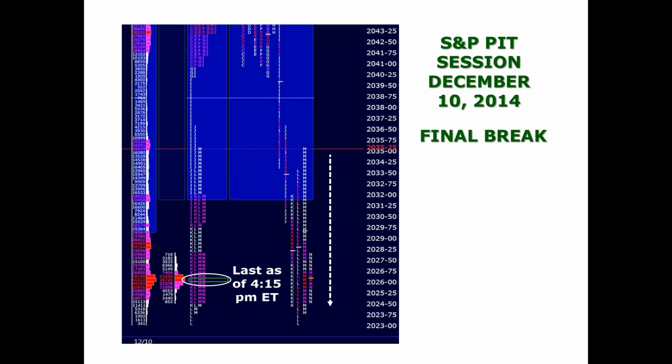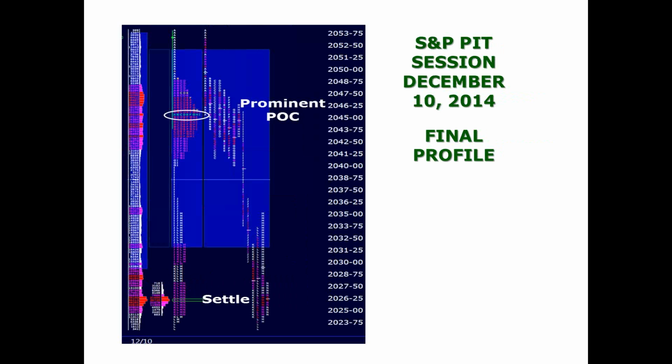This emotional selling, oh my God, this market's breaking. They get a rally and they just lean into it late in the day. The trap for what happened today was set. Okay, now this is what the day looked like. There was the prominent point of control. Here was yesterday's settle. Here was the final trap in the marketplace.